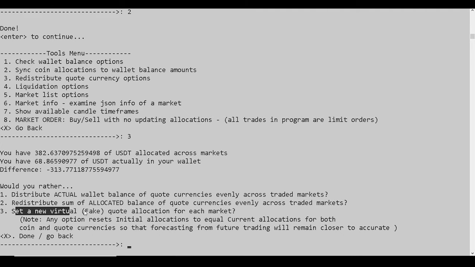You could also set a new virtual or fake, right? I could just say, all right, I want to pretend like there's $200 that every coin can work with, right? You can set a virtual fake quote allocation directly from here.